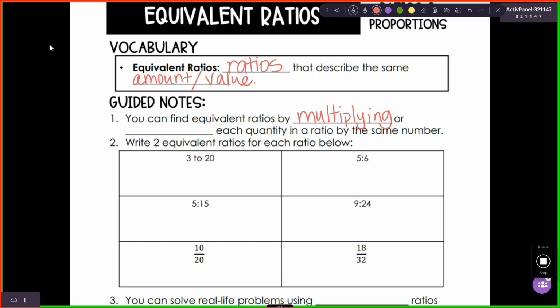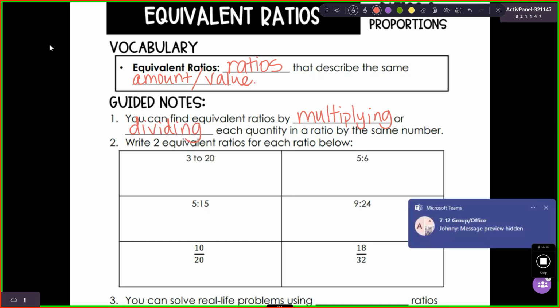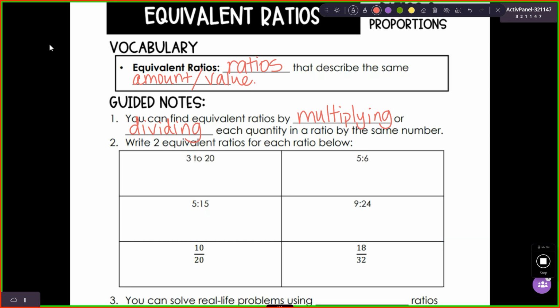I do. We do. I do. So you can find equivalent ratios by multiplying or dividing each quantity in a ratio by the same number. Okay? So you learned that in 4th and 5th grade. But instead of them saying equivalent ratios, they also said equivalent what? Fractions. Get it? Got it?